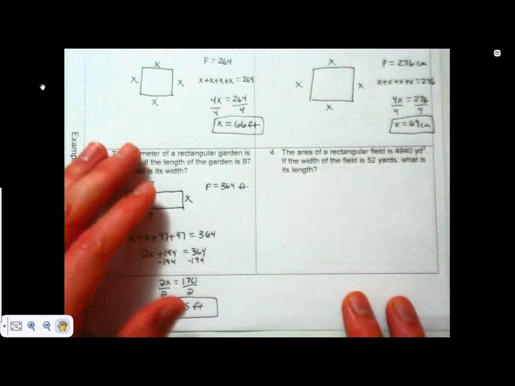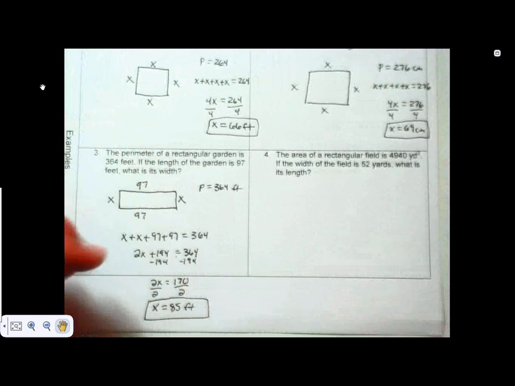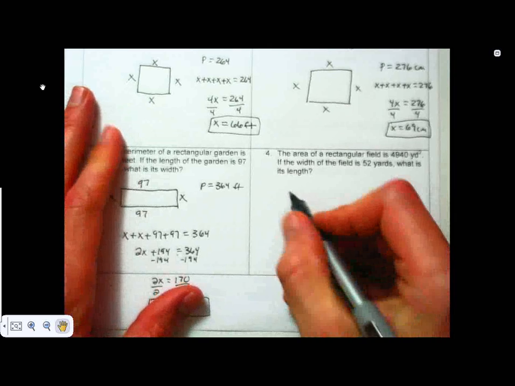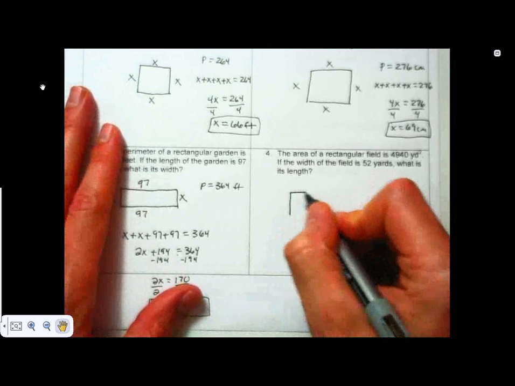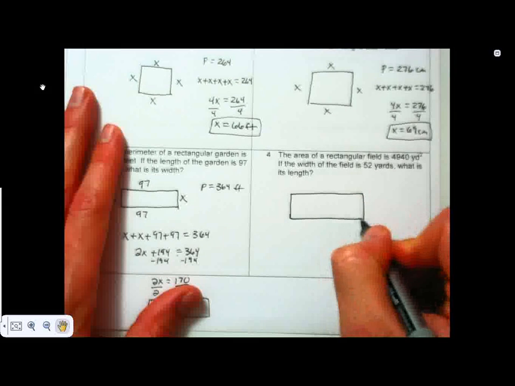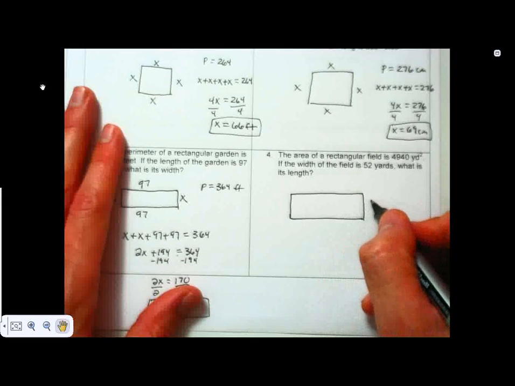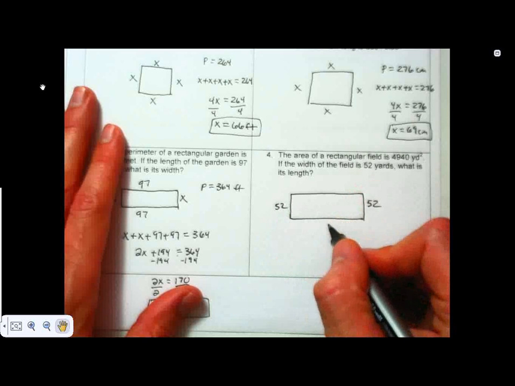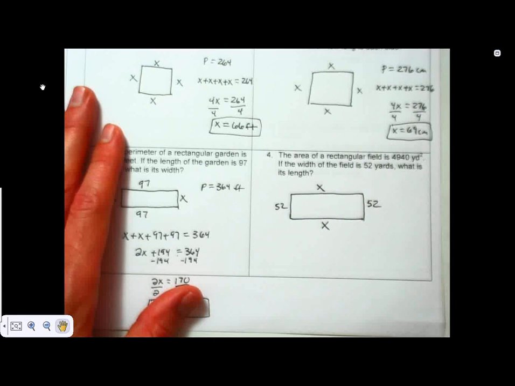Okay, and then the last one. Give that one a try, pause the video, and then restart when ready. Okay, so for the last one, again, they're giving us a rectangle. And they're saying that the width of the rectangle is 52, so I'm just going to label 52 and 52. And we're supposed to find the length, which we don't know, so I'm going to call those x.